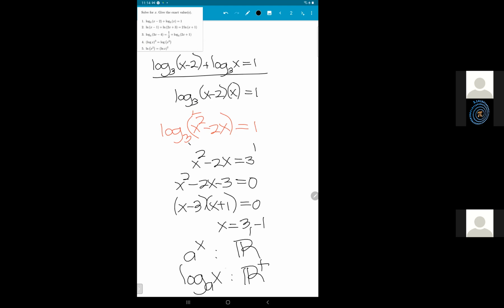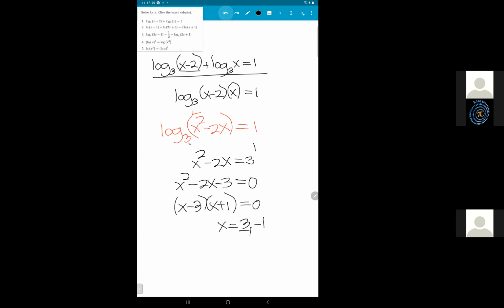That means if you get a negative value for x or a 0 value for x, it cannot be substituted into the logarithmic function. The logarithmic function will not be defined. So if we check our answers here, if I plug in 3, for instance, it's okay. 3 minus 2 is 1. Okay? And plugging in here, 3 is positive.